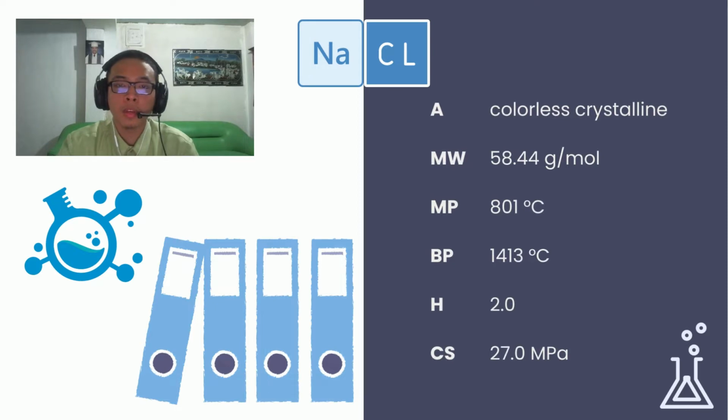So these are the physiochemical properties of sodium chloride. So let's start with appearance. Sodium chloride has an appearance of a colorless crystalline solid, has a molecular weight of 58.44 grams per mole, a density of 2.17 grams per cubic centimeter, a melting point of 801 degrees Celsius, a boiling point of 1413 degrees Celsius, a hardness on the Mohs scale of 2.0, and its compressive strength is 27.0 megapascals.